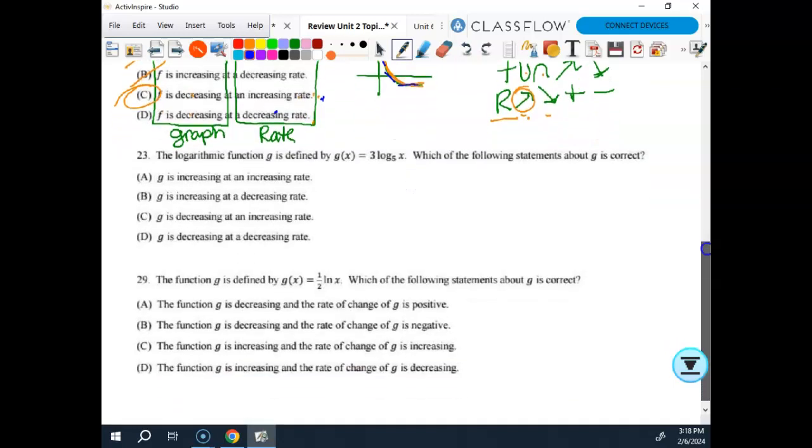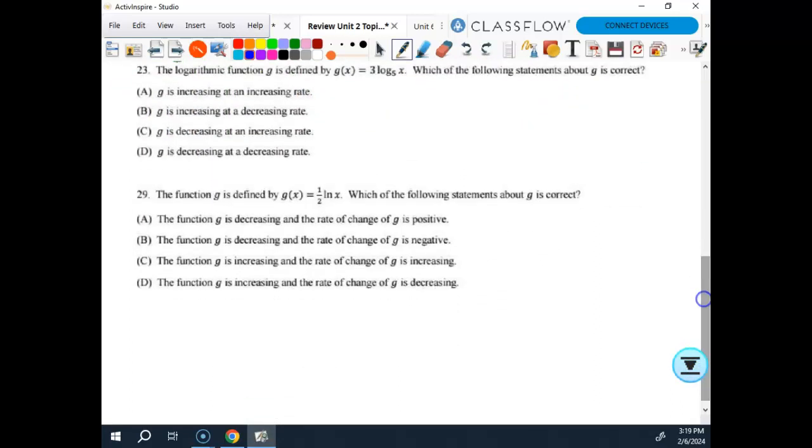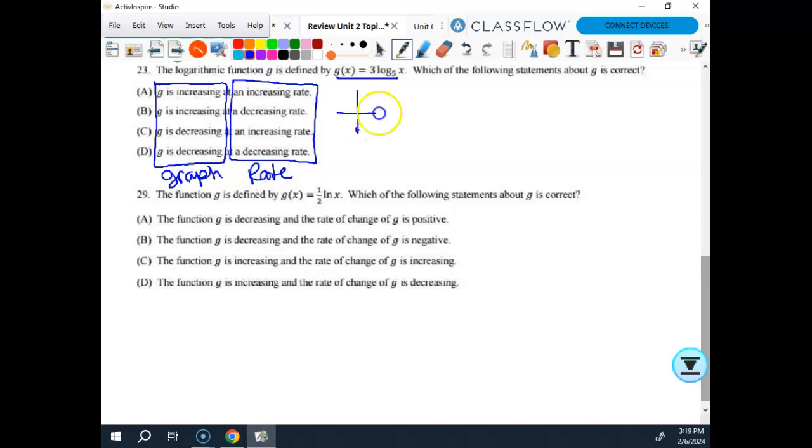All right, now let's look at 23. I've got this defined here, and so G is increasing, so this means the graph is either increasing or decreasing, and then the rate is either increasing or decreasing. So once again, I need the graph and I need the fun chart. So my graph, I've got no reflections. The 3 doesn't affect my little sketch here. And then my fun chart.